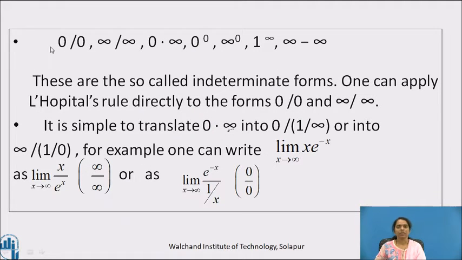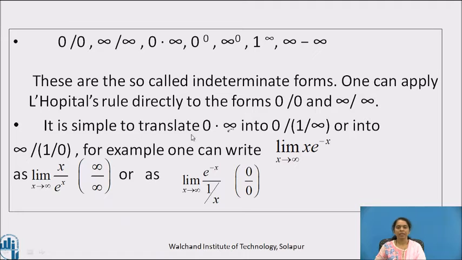Now friends, 0 by 0, infinity by infinity, 0 into infinity, 0 raised to 0, infinity raised to 0, 1 raised to infinity and infinity minus infinity are the so-called indeterminate forms. One can apply L'Hospital's rule directly to the forms 0 by 0 and infinity by infinity. This we have seen in the earlier video.